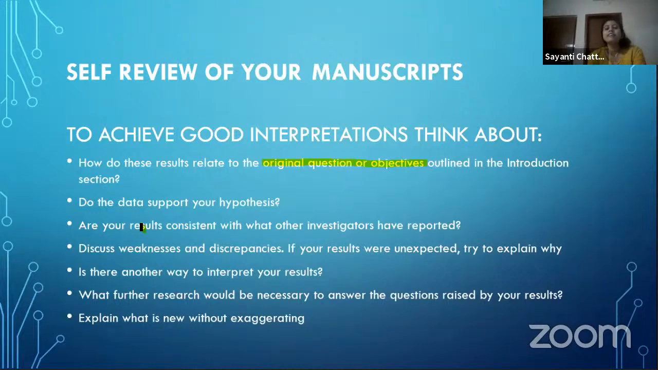Are your results consistent with what other investigators have reported? Say you have given one algorithm and you claimed my result is best. But you have checked the old research, whatever you cited, whether this is really better or not. If you have any doubt, please read the paper once and check the result carefully.